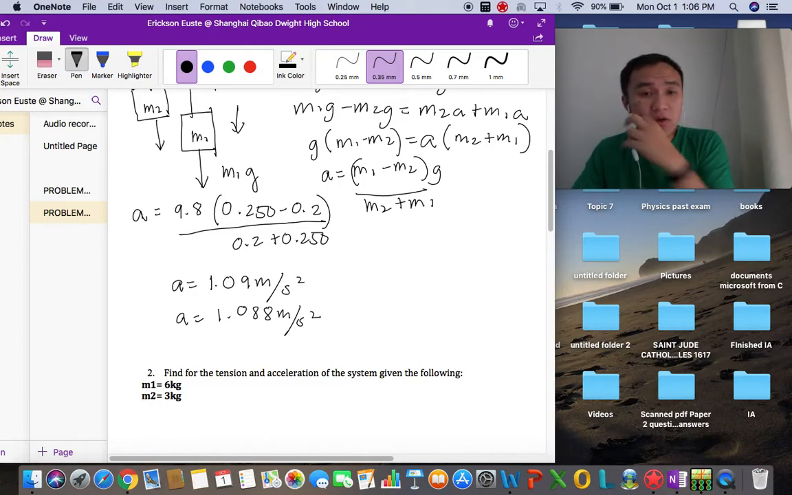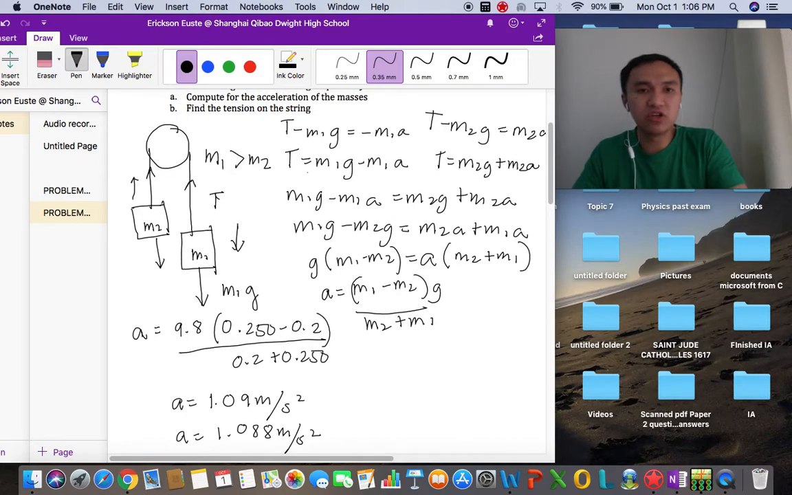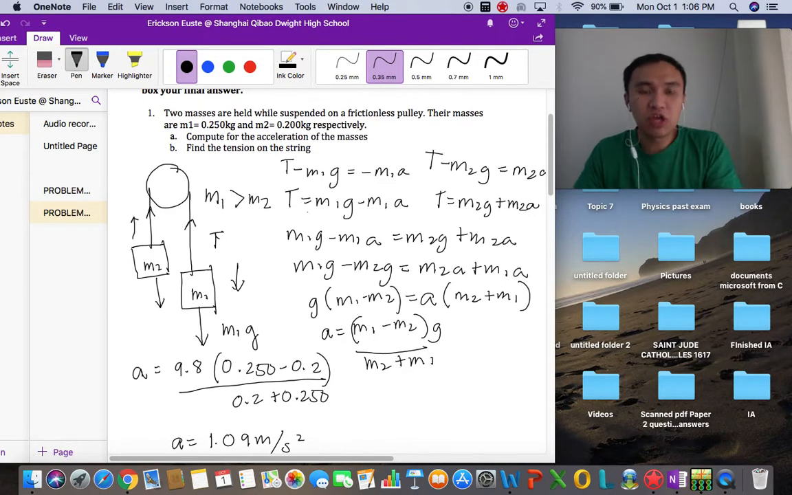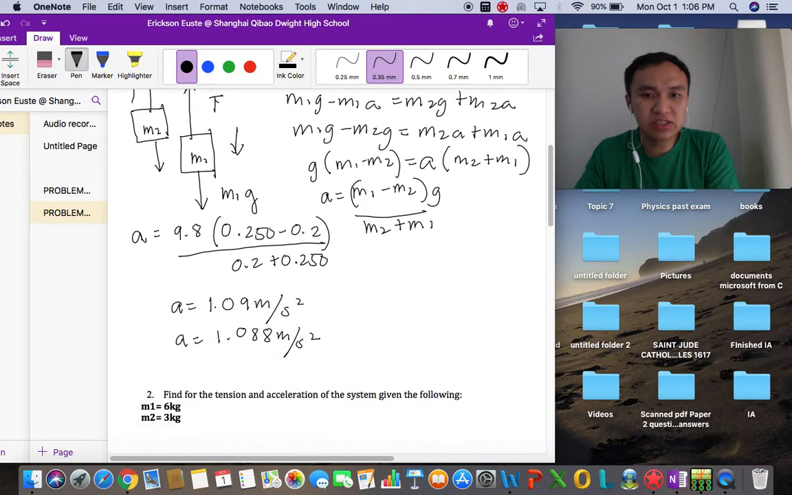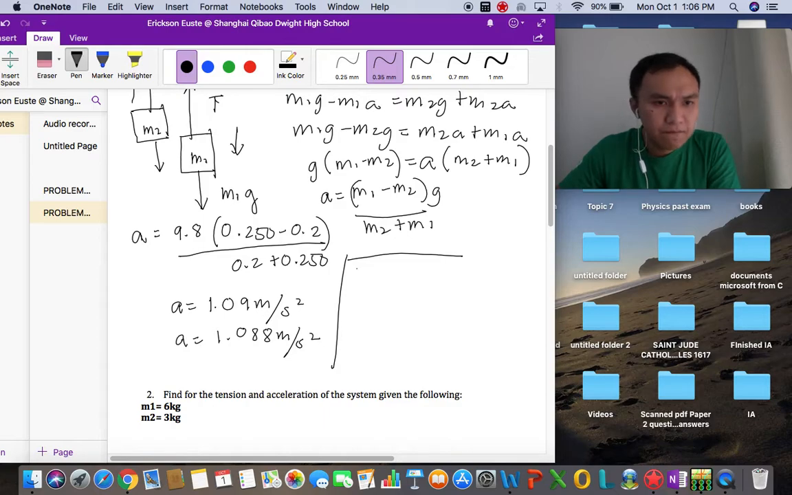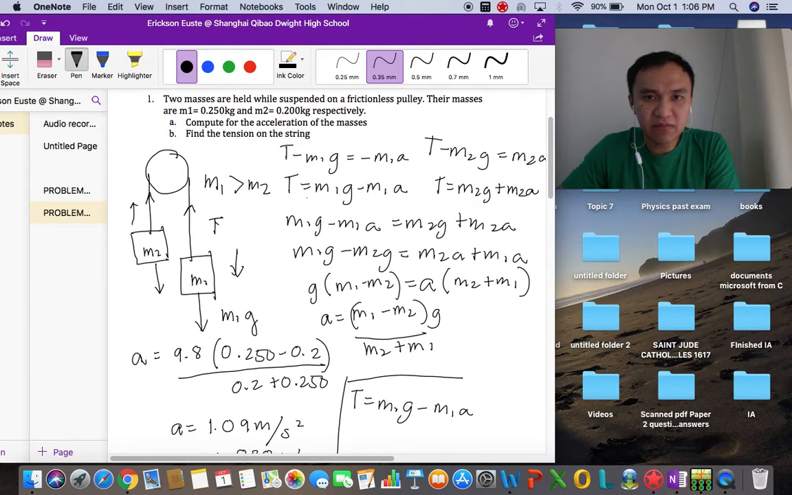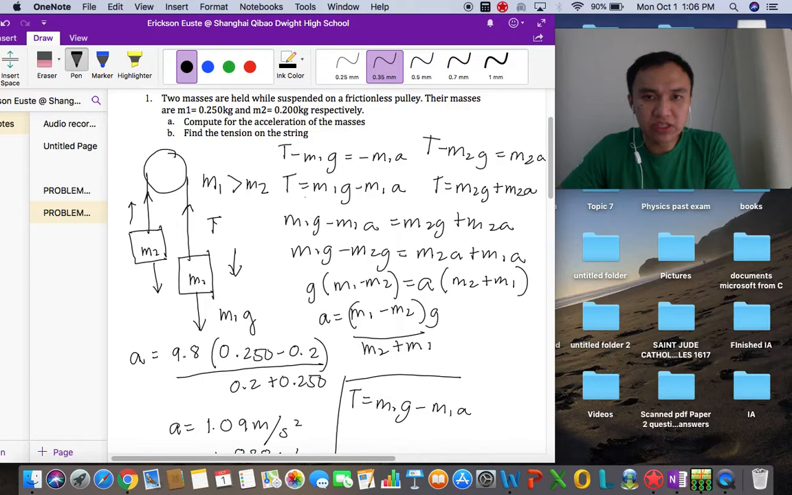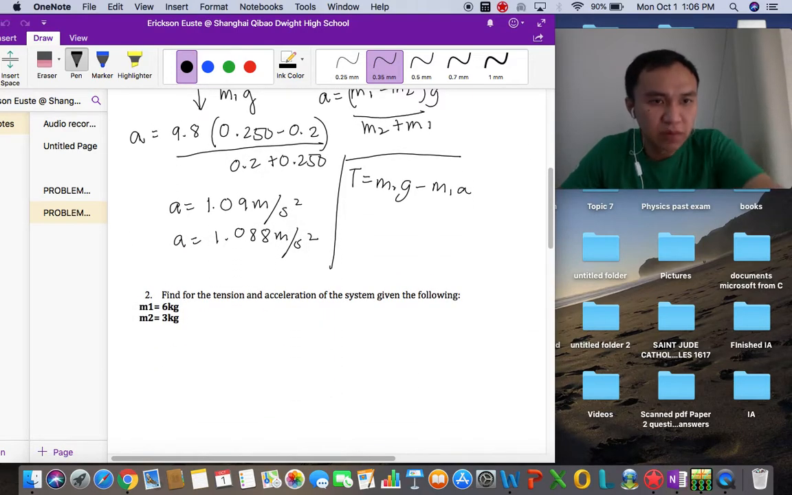Now, because you already found the acceleration, you can already determine the tension. You can use this equation or this equation. It really doesn't matter. If you use this equation, you will have tension is equal to M1G minus M1A. Is that the same? All right. Yeah, you can see that it's the same. So I'm just double checking.